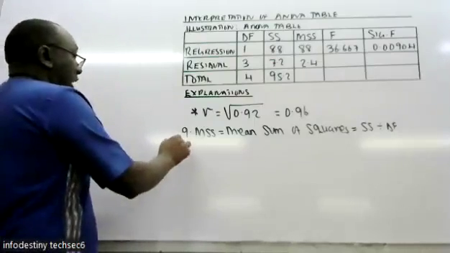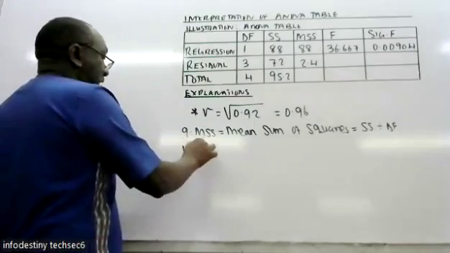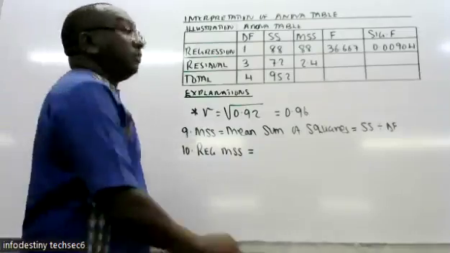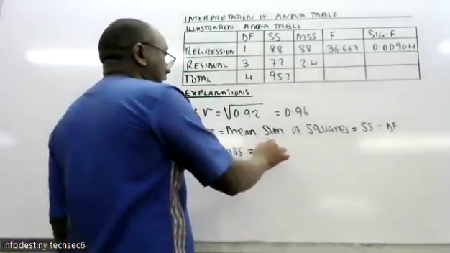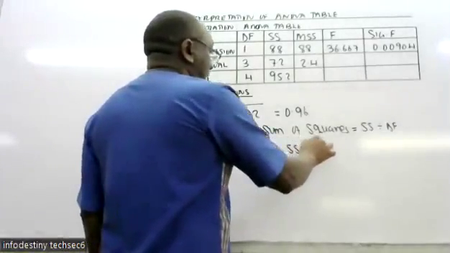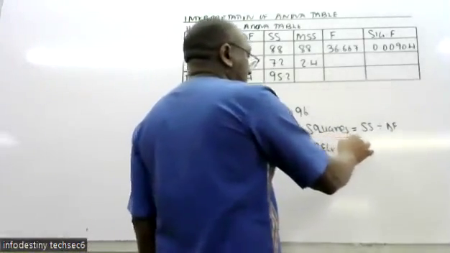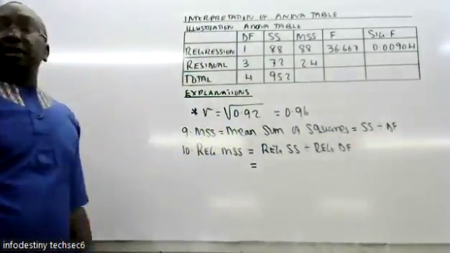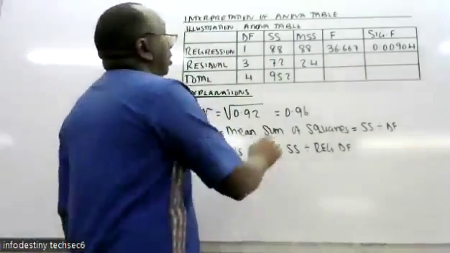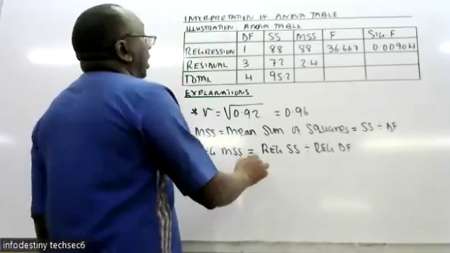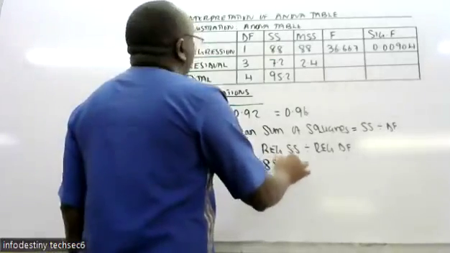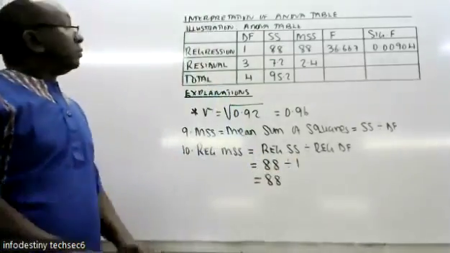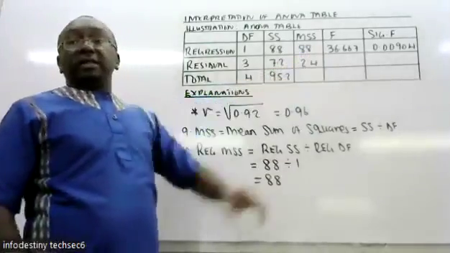Now there is another one here called regression MSS. This regression MSS is given as the regression SS divided by regression DF. So this one will be 88 divided by 1, and the answer is 88. That is how this 88 is arrived at.